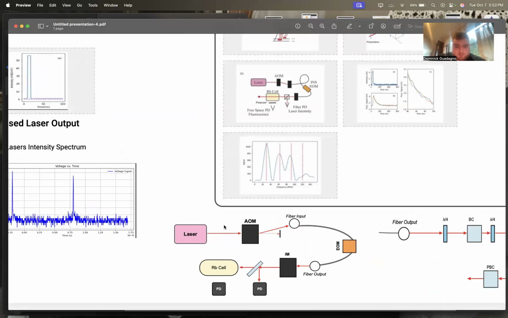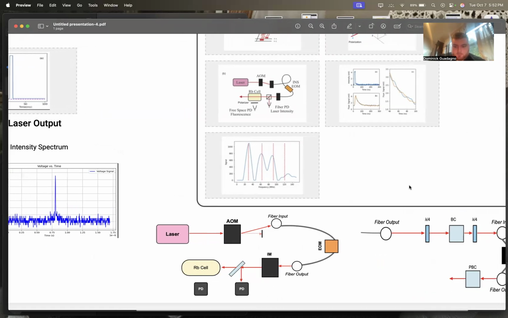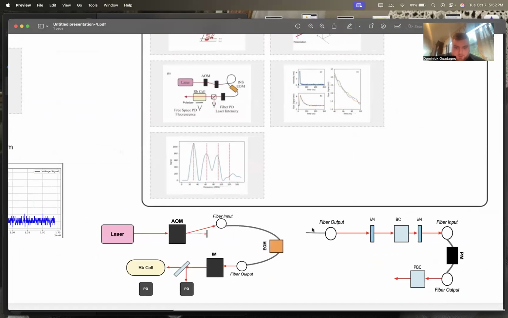So we have this here. This is very similar to this one, except the laser goes into the AOM, it's pulsed, goes into this fiber coupled EOM, and then it goes into this intensity modulator. The intensity modulator is something that we've made ourselves, and it's right here. This is that schematic. The fiber output is right here into a quarter wave plate, then a beam cube, and then another quarter wave plate, and into this fiber where there's a phase modulator. So the phase modulator is there, and then it goes out this polarizing beam cube.